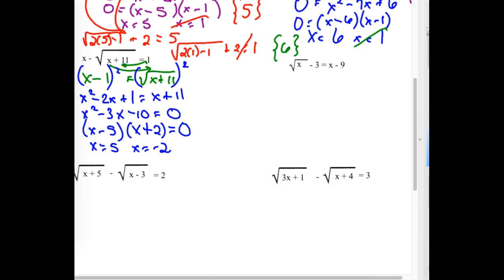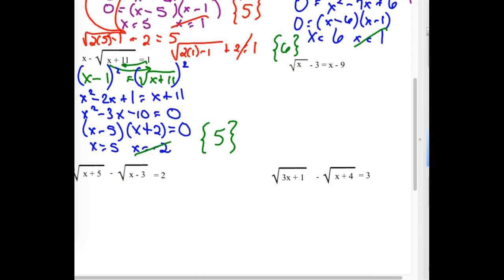All right, let's check our work. Did you plug both of them back in? Does the 5 work? Yes? Does the negative 2 work? All right, so we would leave negative 2 as an extraneous answer. We would not include it. Our only answer would be 5.